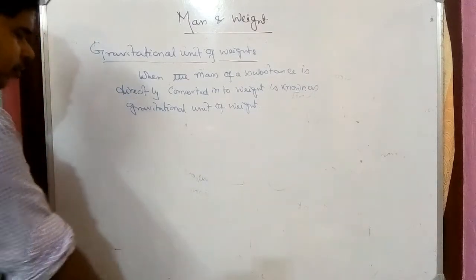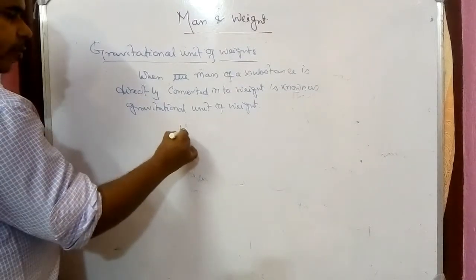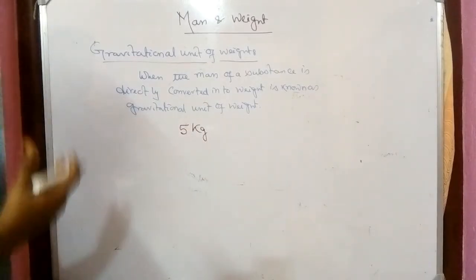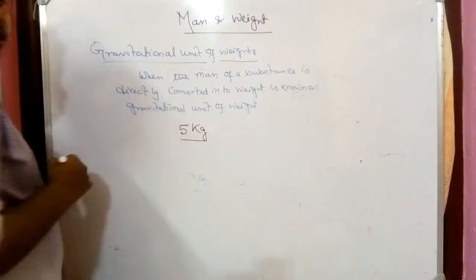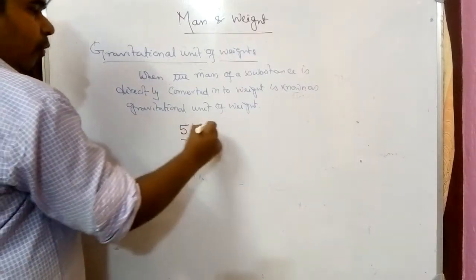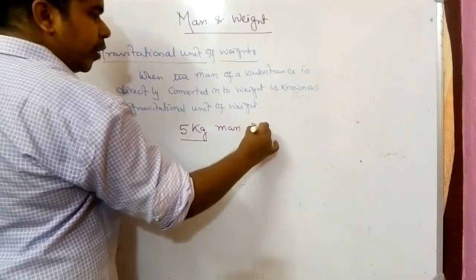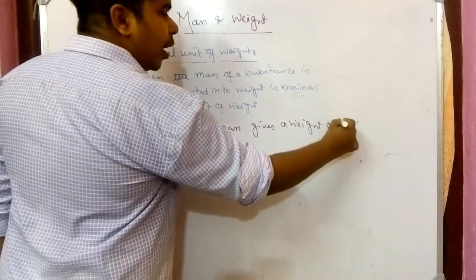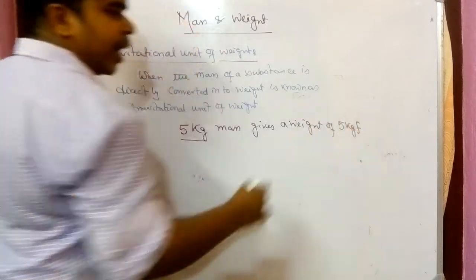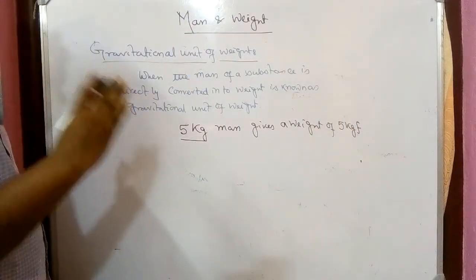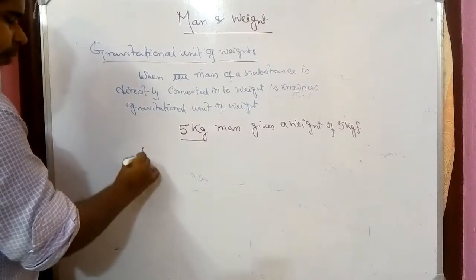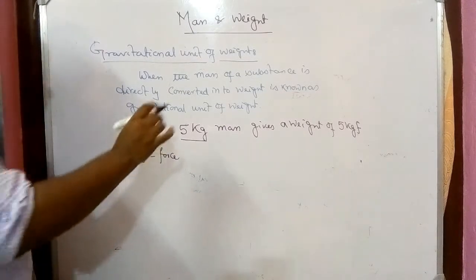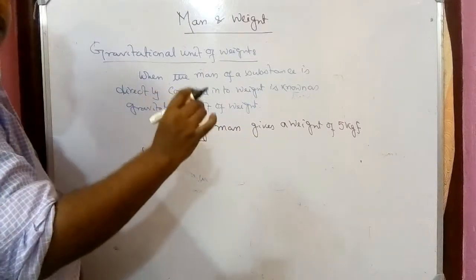That means, assume a substance's mass is 5 kg. 5 kg is very close to my heart, that's why I use that term several times. So if the mass is given as 5 kg, how much weight is given? 5 kg mass gives a weight of 5 kg, along with which we add a small f, 5 kgf, and this small f stands for force. So the force given by 5 kg mass is 5 kg force, or 5 kilogram force.